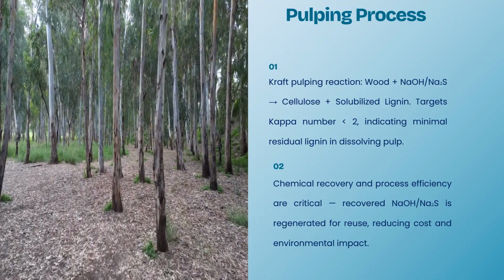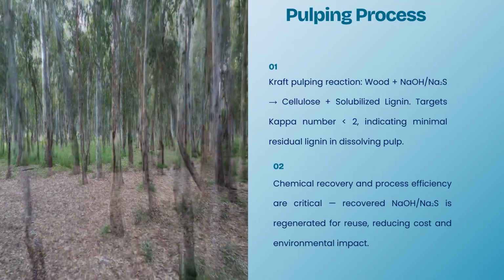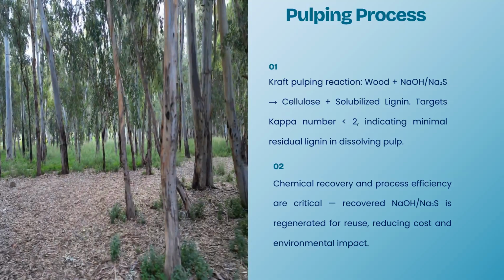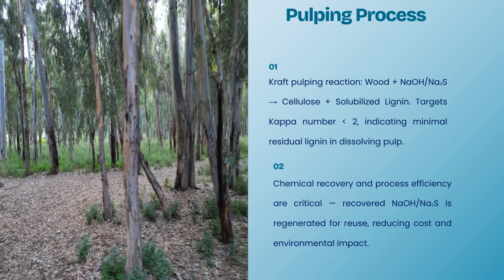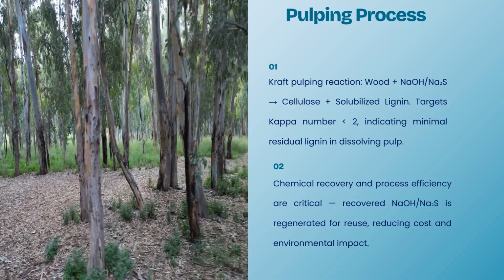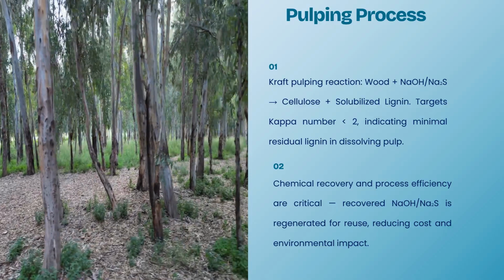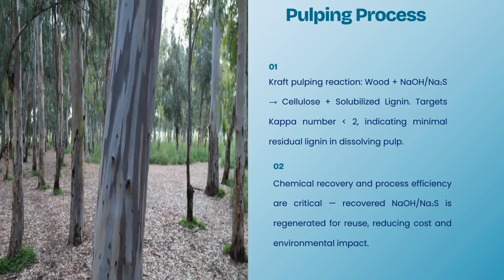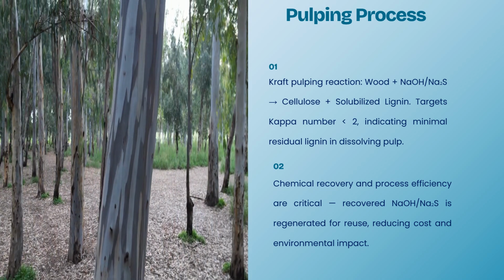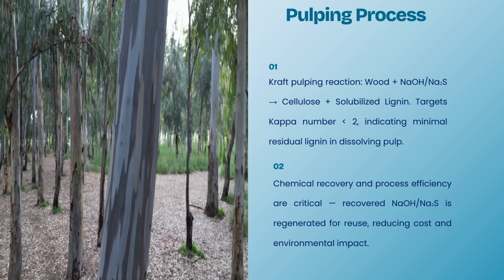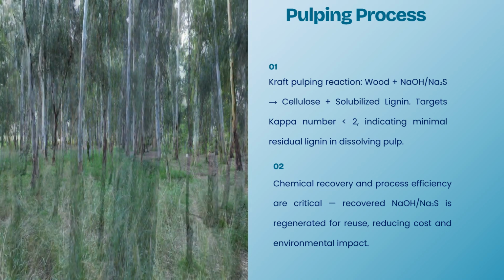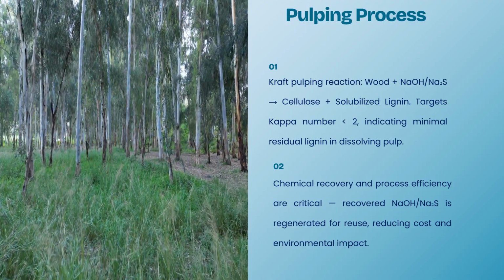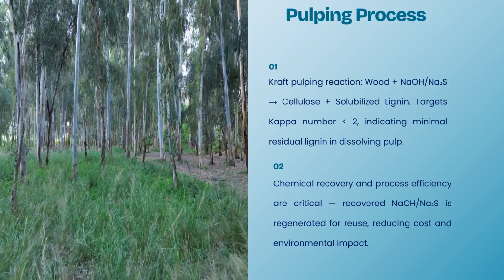The first major step is pulping. In kraft pulping, wood chips are treated with sodium hydroxide and sodium sulfide. These chemicals dissolve lignin and separate cellulose fibers. The objective is to reduce the residual lignin content to a very low level, indicated by a kappa number below 2. An important feature of this process is chemical recovery, where sodium hydroxide and sodium sulfide are regenerated and reused, improving both economy and sustainability.